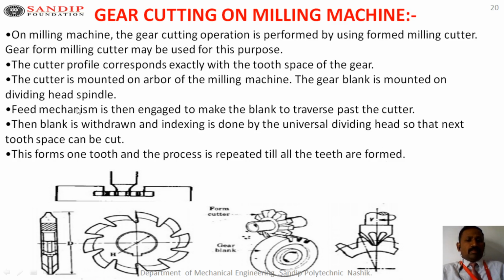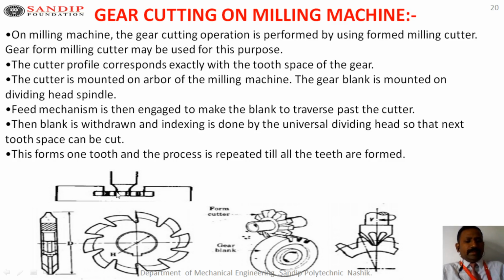The gear blank is mounted on the dividing head spindle. The feed mechanism is then engaged to make the blank traverse fast to the cutter. A similar process to milling machine indexing mechanism is used to manufacture the gears. Simple. There are n number of form cutters. They may be concave, convex or form, like the exact desired shape. Here the gear tooth profile is there, so the same type of gear is manufactured on that blank.